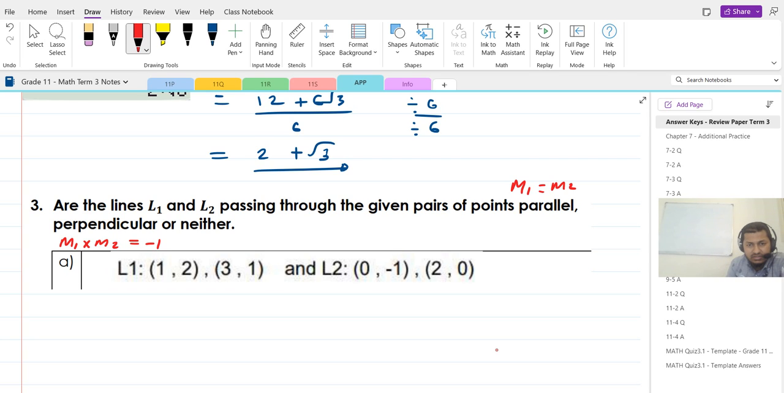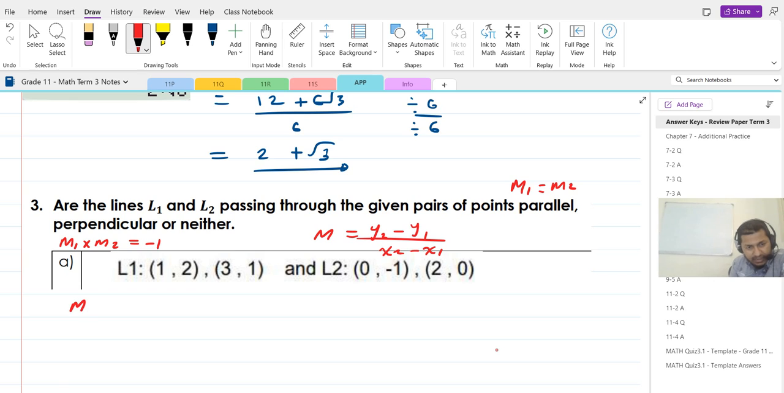Determine whether the lines L1 and L2 passing through the given pairs of points are parallel, perpendicular, or neither. So let's find the slope. How do we find slope? Y2 minus y1 over x2 minus x1. That is the slope formula.